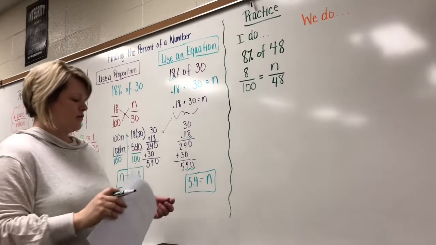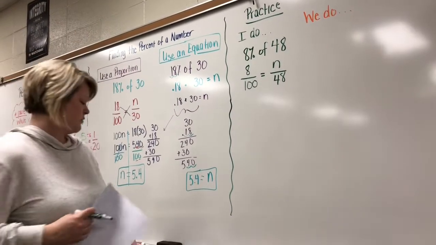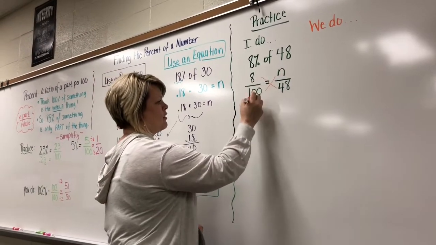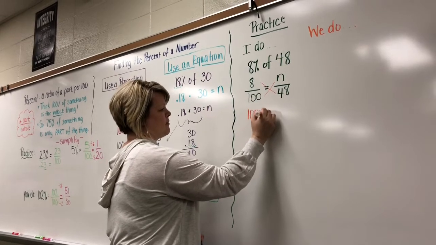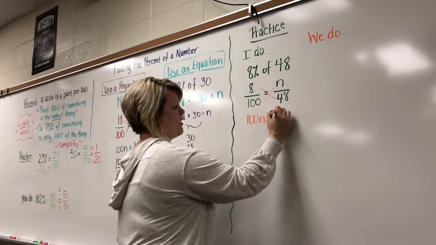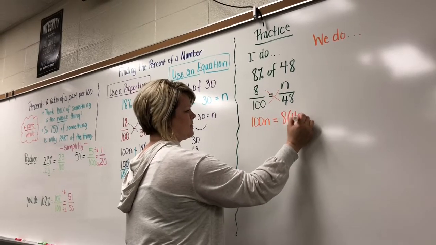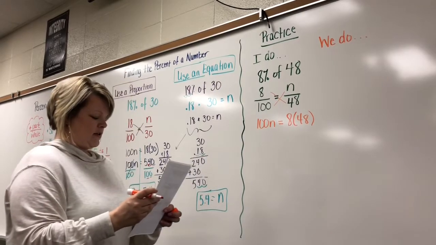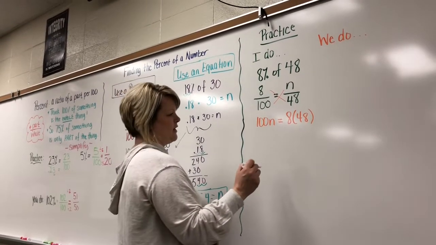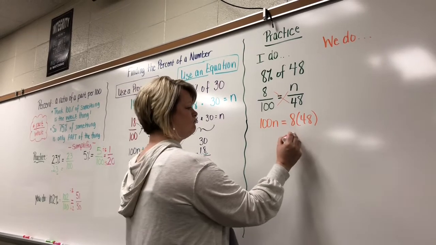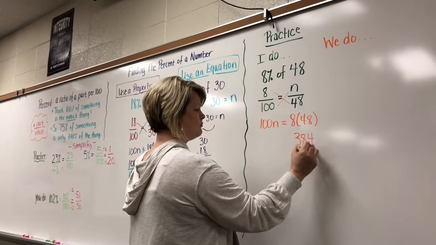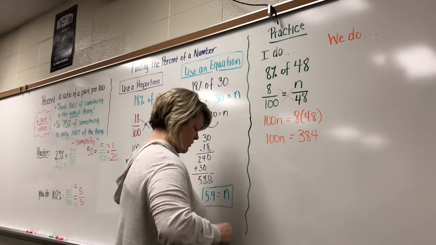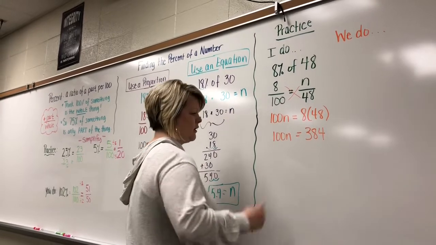Okay, so now that it's set up as a proportion, let's cross multiply. 100 times n equals 8 times 48. 8 times 48 is 384. Of course, then we're solving that equation.